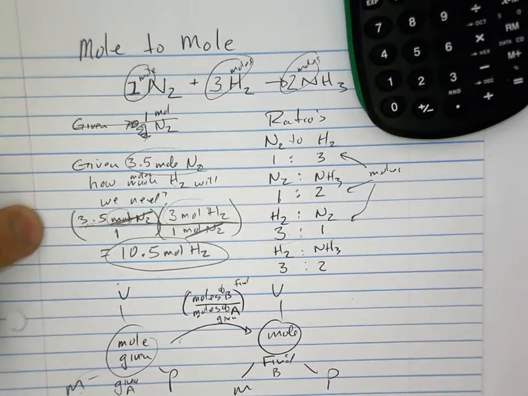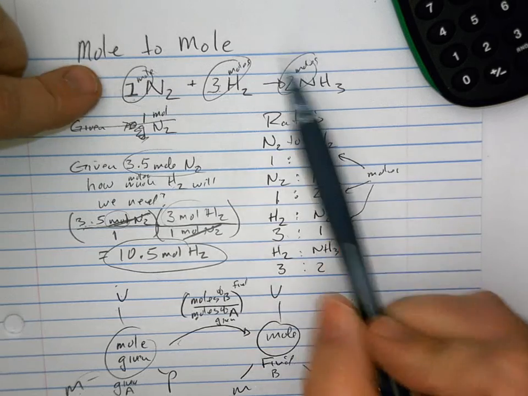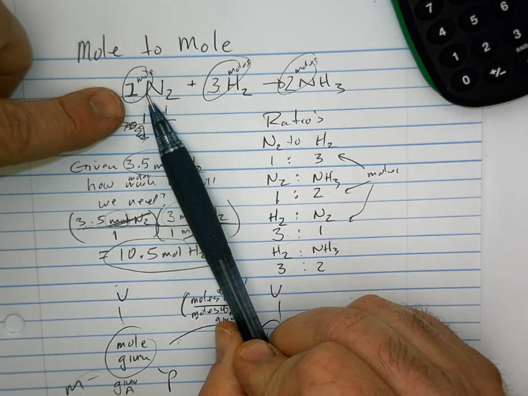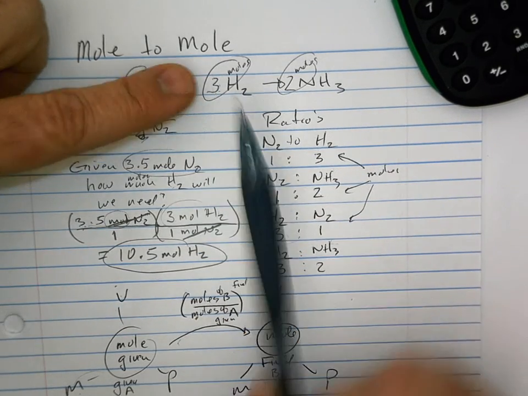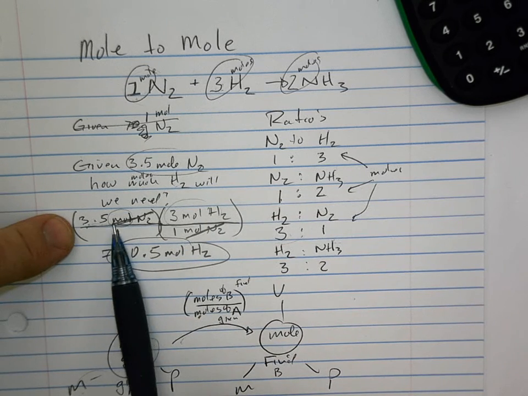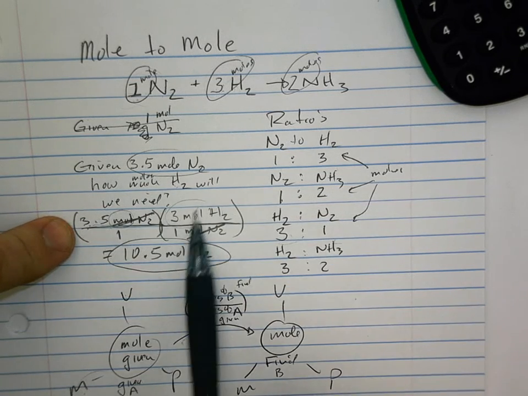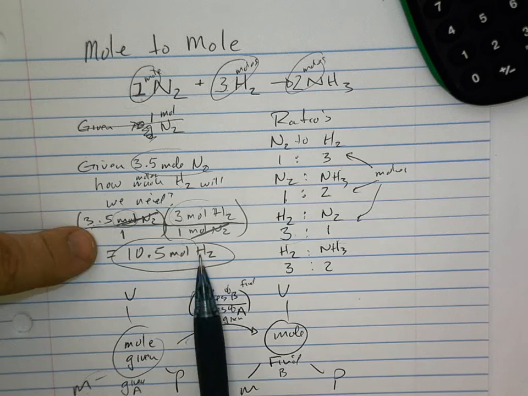Looking back at the big picture, since there is a 1-to-3 ratio, however much nitrogen we have, we're going to need 3 times as much. And that's what this equation did for us. We started with 3.5 moles of nitrogen, so we're going to need 3 times that 3.5 to start with. So these ratios will help you get through this.